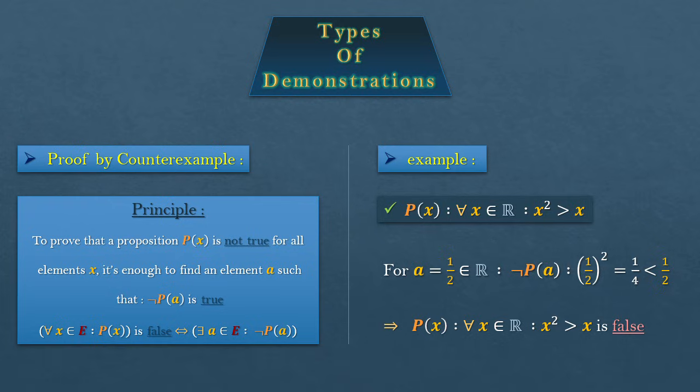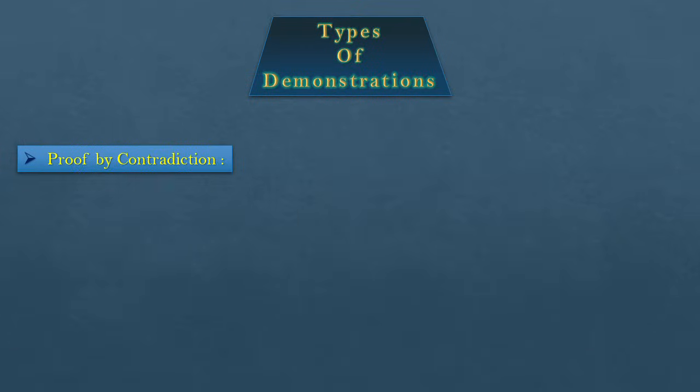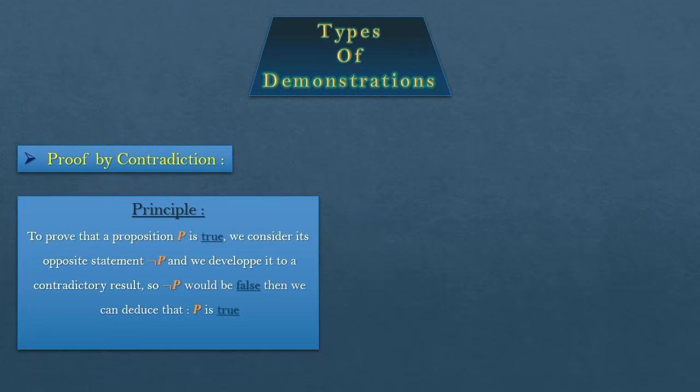We will now move on to the next type of demonstration, which is the third one. So this kind of proof is one of the most used in mathematics, and it is known as the proof by contradiction. So the principle on which it relies is that to prove that a proposition P is true, we consider its opposite statement that we note as not P, and we develop it to a result that contradicts it. So we can deduce that it is false, which means that our initial proposition, which is P, is true. And we have its logical syntax according to which not P implies a contradiction, implies the proposition P.